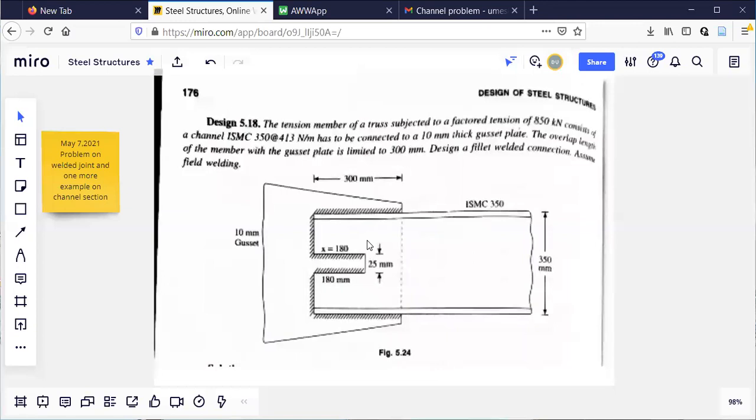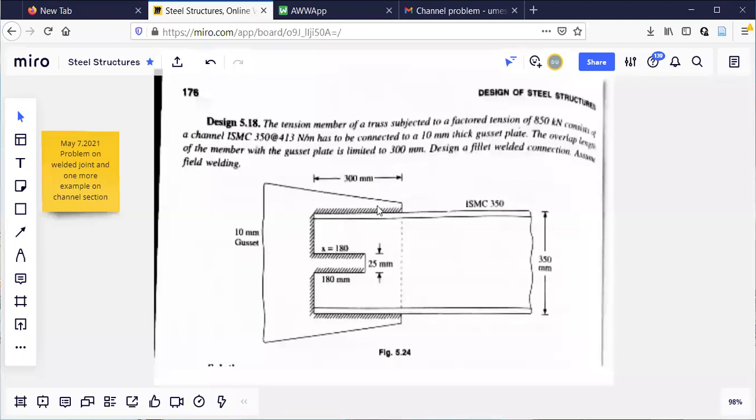I don't have the solution of this. Let us try to solve it here. You should use a calculator and tell me the values, because 10 minutes is more than sufficient. I still have 20 minutes. In 10 minutes only we can solve it. Observe this problem here. One is a gusset plate, 10 mm thick.